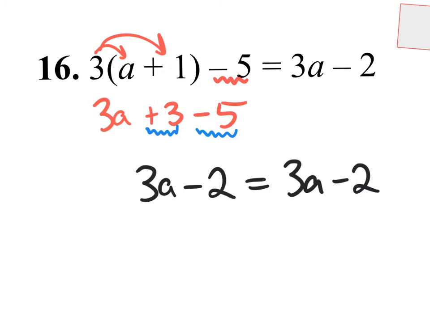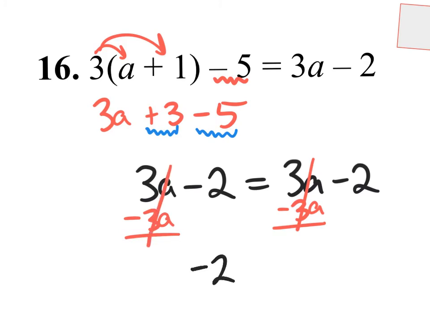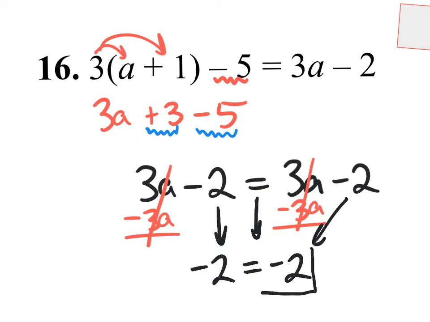Anyway, let's say you didn't recognize that. Let's say you just are so used to getting a by itself on one side that you continue working. You're like, oh, I want to get rid of this 3a by subtracting 3a. That'll cancel out. What you do to one side, you do to the other side. But what happens here? It also cancels out. So what do you have left? You have the minus 2 that came down. You have the equal sign that comes down. And you have this minus 2 that comes down. So this says minus 2 equals minus 2. Well, yeah, of course negative 2 equals negative 2. That's always true. So what do we say as our final answer?